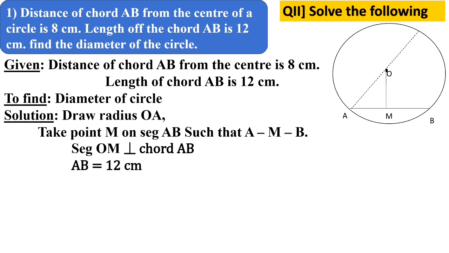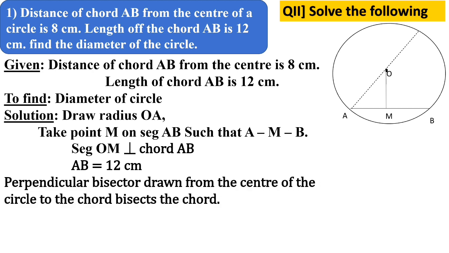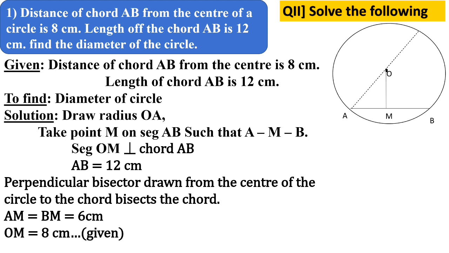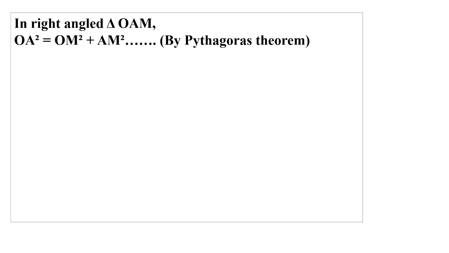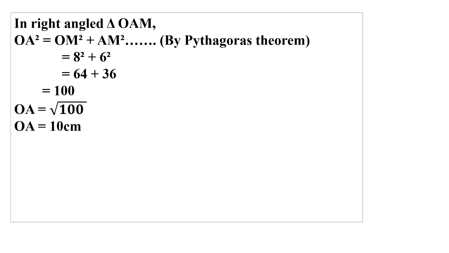Children, AB is given 12 cm, that is the chord. As we know, the perpendicular drawn from the center of the circle to the chord bisects the chord. It means AM equal to BM is 6 cm and OM is given 8 cm. We take triangle OAM, a right angle triangle. By Pythagoras theorem, square of OA equal to square of OM plus square of AM. Substitute the value of OM is 8 and AM is 6. Square of 8 is 64 and square of 6 is 36. So here we get the addition 100. And the square root of 100 is 10. So we get OA as 10 cm, and our radius OA is 10.